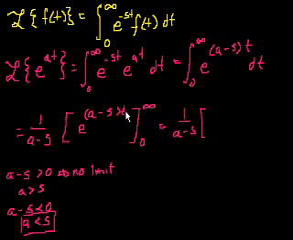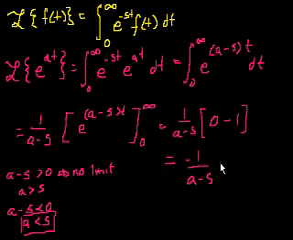So if a minus s is less than 0, then e to the a minus s times t, where t approaches infinity, will be 0, minus this evaluated at 0. When t equals 0, e to the 0 is 1, and we are left with minus 1 over a minus s, and that's just the same thing as 1 over s minus a.